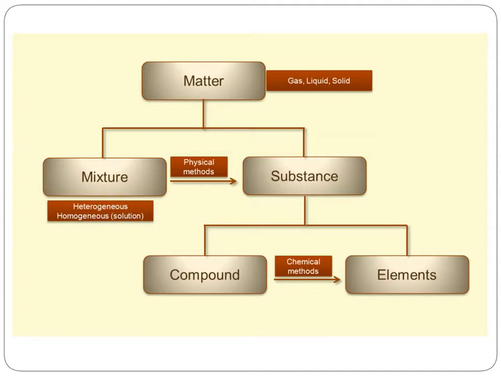So just to summarize, when we think about matter, we think about what state is it in, a gas, a liquid, or a solid in most cases, since we're not going to be dealing with those very high temperature plasmas. And then is its composition a mixture or a substance? And we'll get into the difference between heterogeneous and homogeneous mixtures in the next module. And then substances can either be elements or compounds, and compounds can be broken down into elements by chemical means.